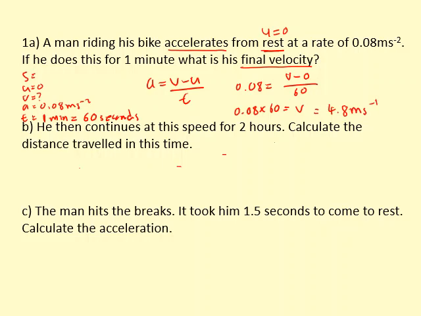Now the second part, B: he continues at this speed for 2 hours. Calculate the distance traveled in this time. So now he's moving at constant speed, because it says he continues at this speed. That's referring to the speed from the first part of the question, because it's part B of the same question, so you can use the number from the previous part. So we can't use the acceleration equation. We have to use velocity equals displacement over time, or distance over time, and the time is 2 hours, which we need to turn into seconds.